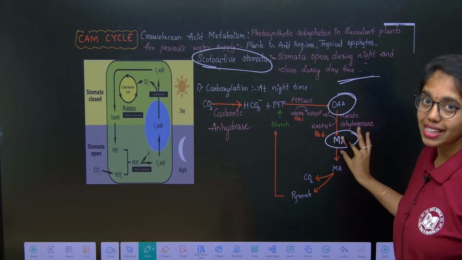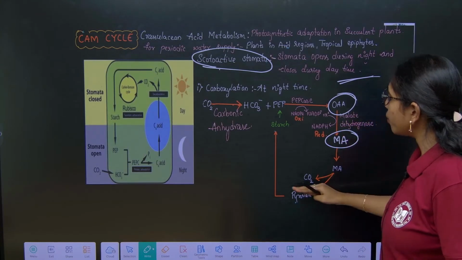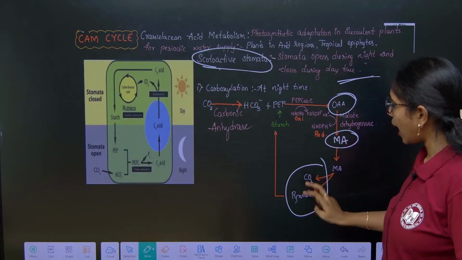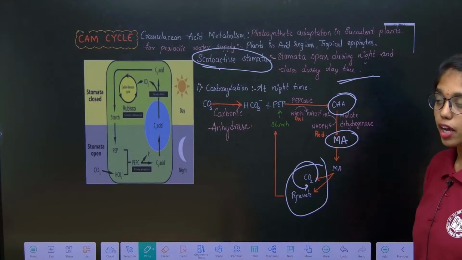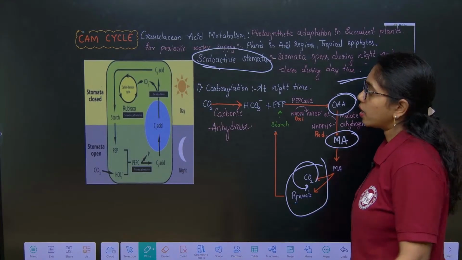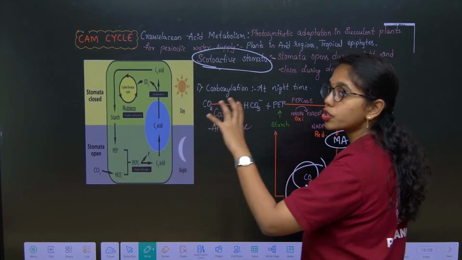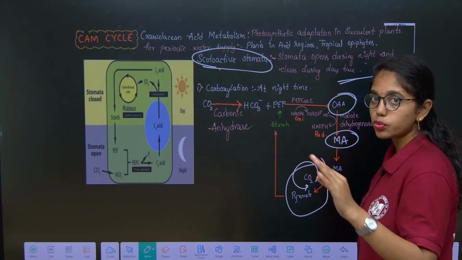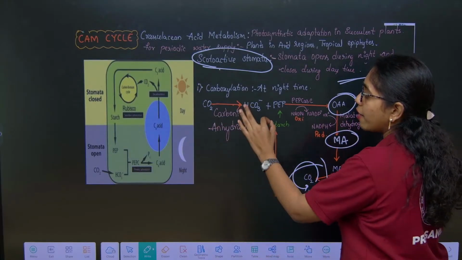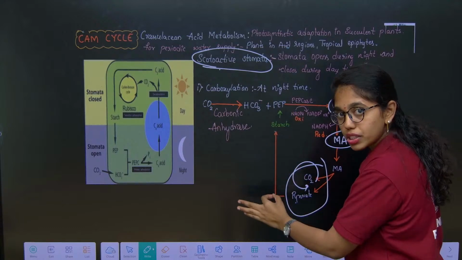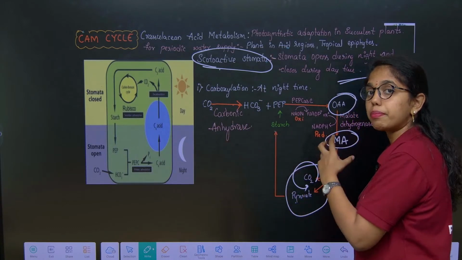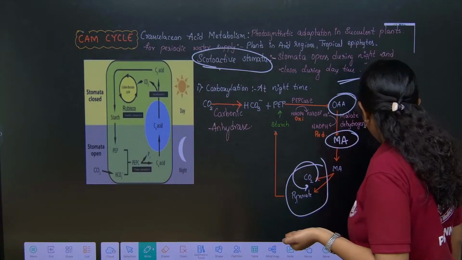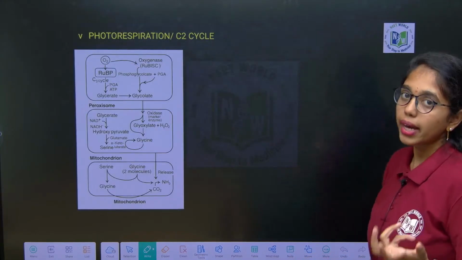It is stored inside the vacuole, and during daytime decarboxylation occurs and the carbon dioxide runs the Calvin cycle. So here the energetics for the C4 cycle and CAM cycle is one and the same, but here everything happens inside the mesophyll cells only. Carboxylation, the first carbon dioxide fixation, happens during night time. That is what you have to remember with respect to the CAM cycle.